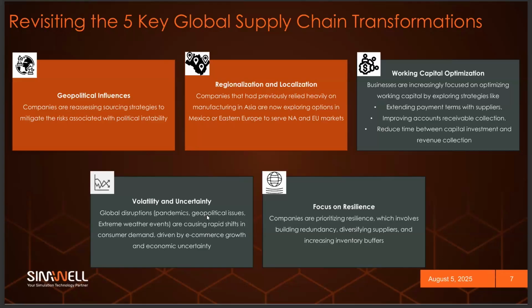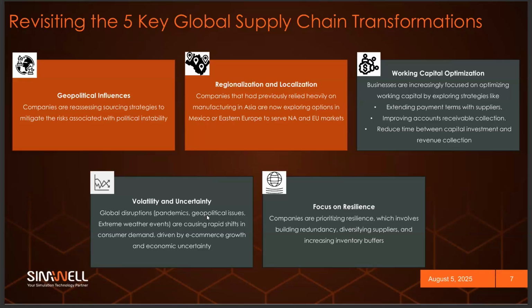Volatility. We all know that global disruptions like pandemics and epidemics are causing very rapid shifts in consumer behavior. And even with the growth in e-commerce and the latest changes in supply chain, in the way people are marketing and being reached, there is a lot of volatility in demand across various channels, and companies have to consistently adapt to these changes. So volatility and uncertainty is becoming one of the important focus areas for companies.